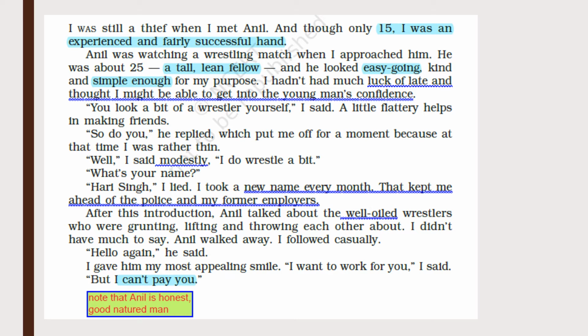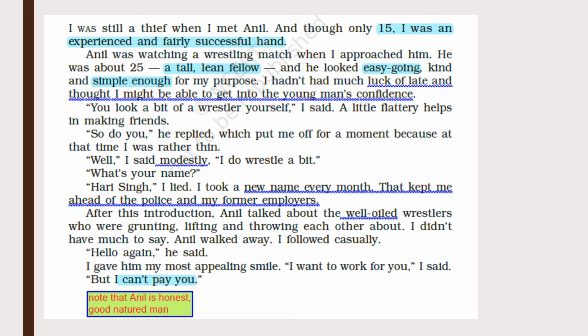Anil says, "So do you," he replied, which put me off for a moment because at that time I was rather thin. At that time, narrator was also very thin. And Anil says, you also look like a wrestler. If I look like a wrestler, you also look like a wrestler. Both are very thin and both are calling each other wrestlers. So the answer given by Anil was a very witty answer. It was full of wit and wisdom. And that is why the narrator says that I was put off for a moment.